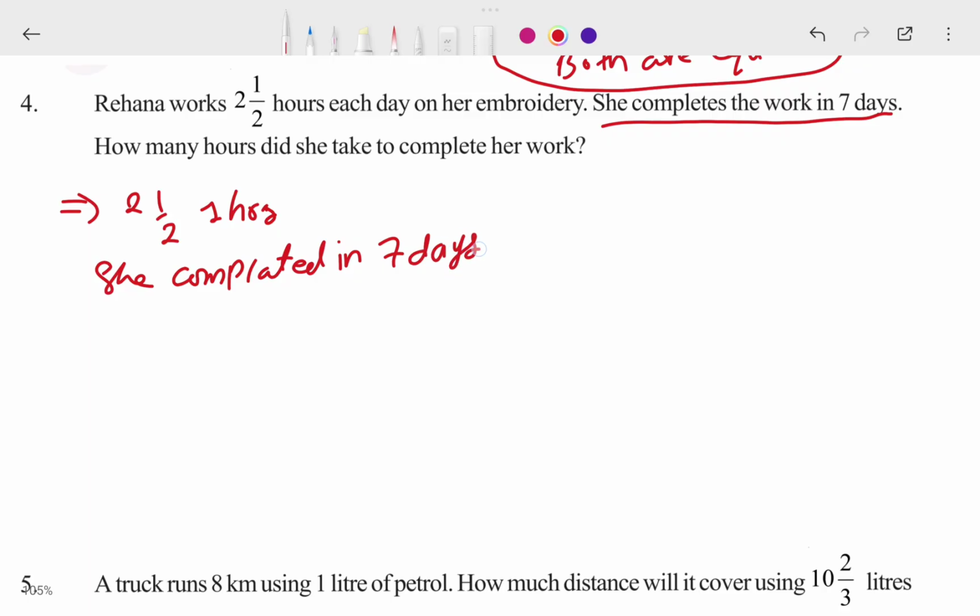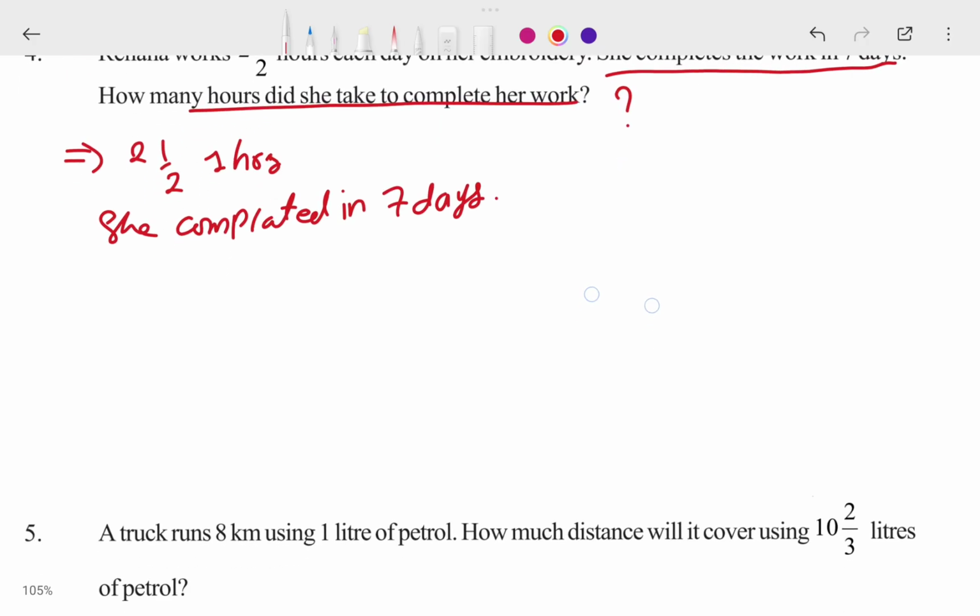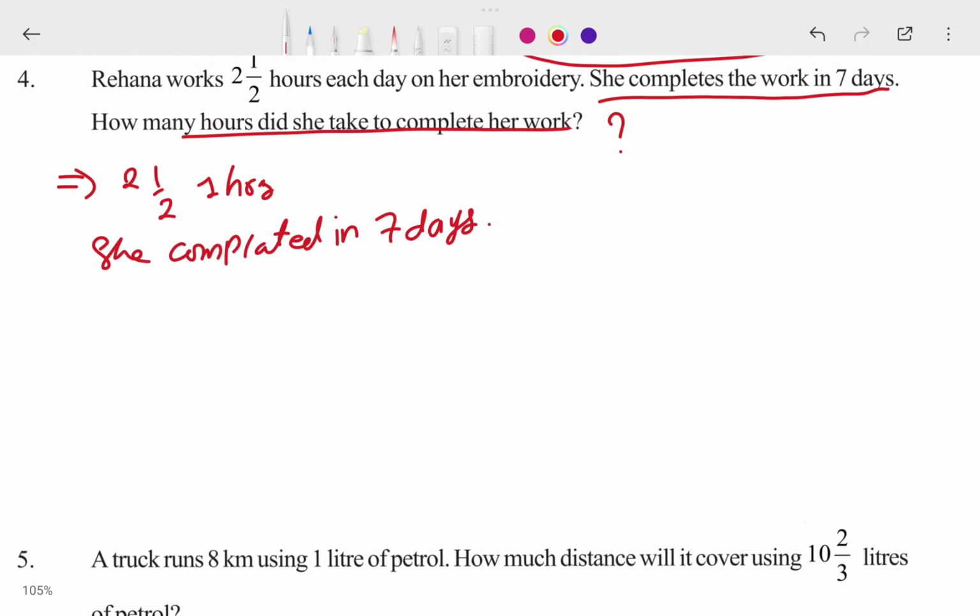Okay, is it clear? Right. So how many hours did she take to complete this work? How many hours did she work? This is the question mark we have to find. When we multiply, it is over, so we can write directly like that, because this is hours. In 1 hour she worked that much. In 7 days how much did she do? So we can multiply by 7.